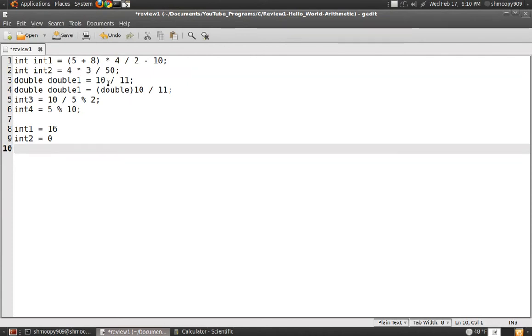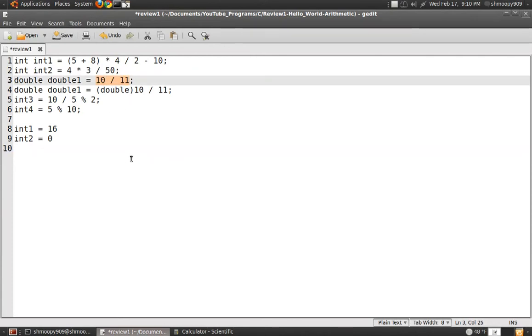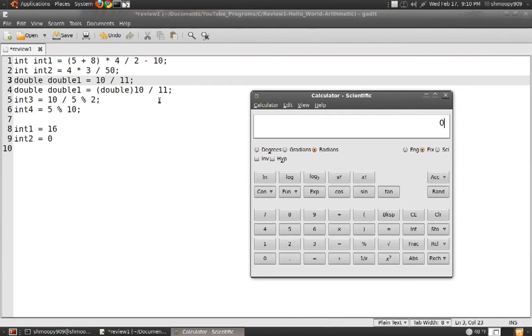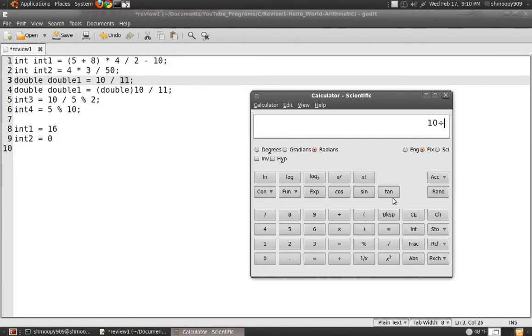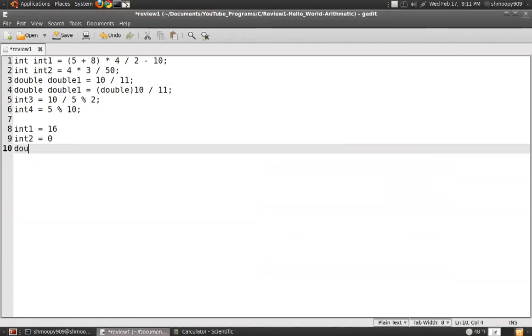Now, here's kind of like the same thing, this double. This is also a very tricky question, because look what we have here. A 10, which is an integer, and 11, which is an integer. And remember, when you're dividing integers, it does not hold the decimal place. I cannot stress this enough. We'll get 0.9999, but since these two are integers, it's going to give you back an integer, so this will just be 0. So double 1 will be 0.000.